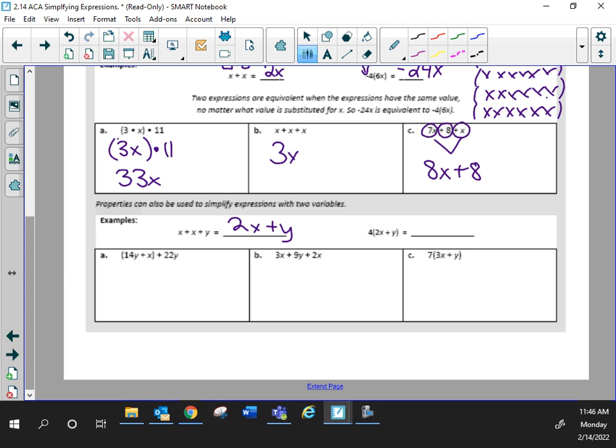Over here, can I do x plus the y? No, because we don't know the values. But what would we do? We've learned we could do not just 4 times 2, but 4 times 8.